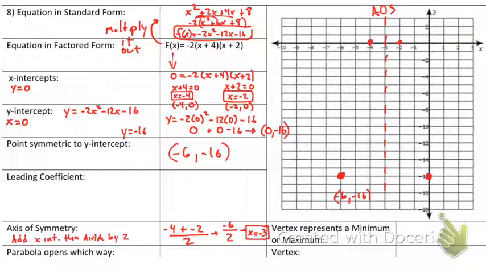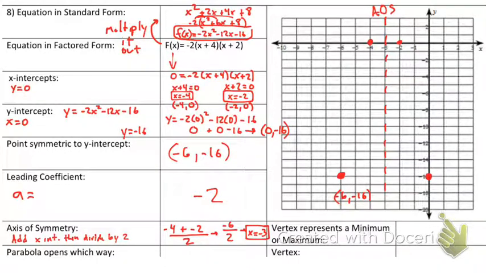All right, next thing is the leading coefficient. So let's go to standard form. Remember, your leading coefficient is essentially your A value. So let's go back to standard form. Our A value is the guy in front of the x squared. So my A value is -2. So my leading coefficient is -2. Okay, always your A value.